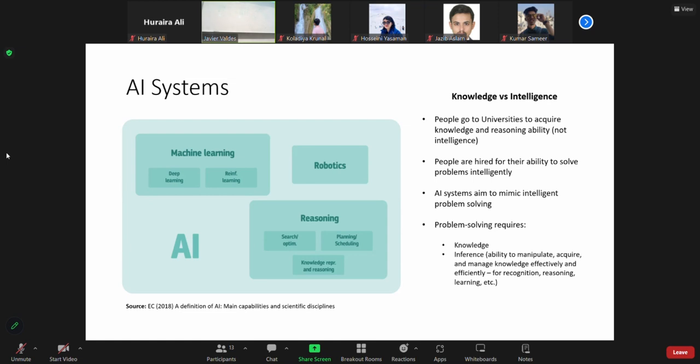I want you now to start looking into machine learning a little bit more and understand the difference between knowledge and intelligence. It is not the same to have data as to have information, and it is not the same to have information as having knowledge about something. So people go to universities, and what I expect from you is not to have knowledge about something. What I want to work with you on is your intelligence to use the knowledge that I'm providing you.